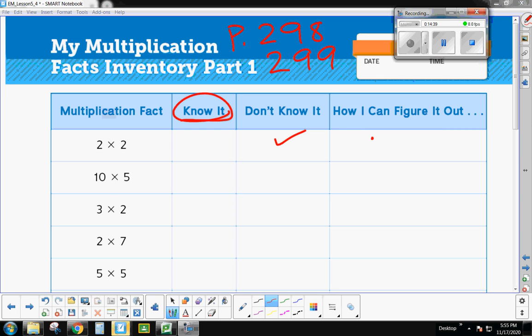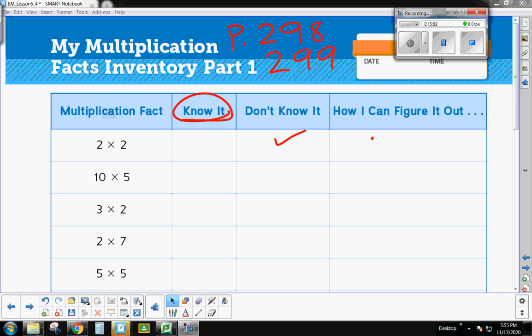Okay, so go ahead on page 298 and 299 and go down through there. If you know it right away, write the answer. If it takes you a few seconds to figure it out and you have to do a trick or a strategy, you need to tell me what you did. Go ahead and pause the video and give yourself a couple of minutes to do that.